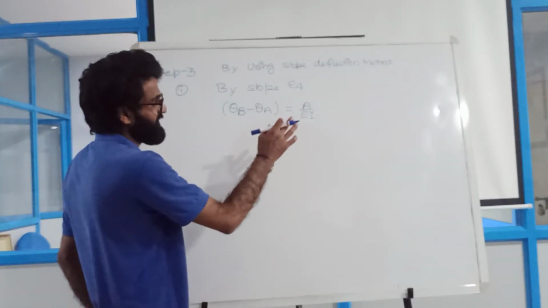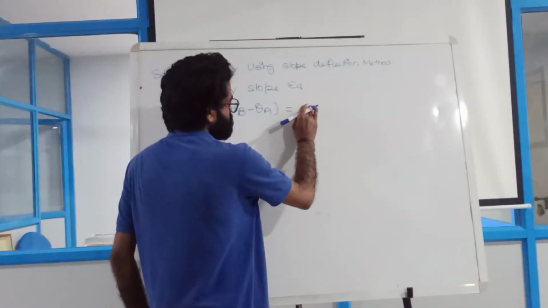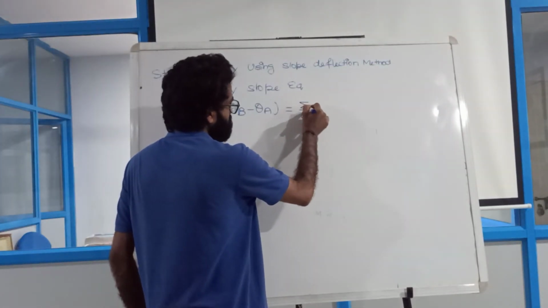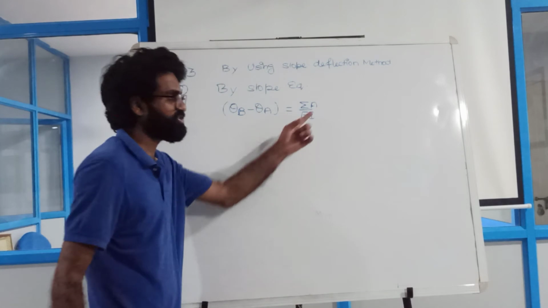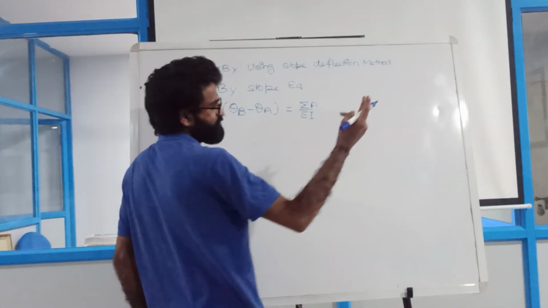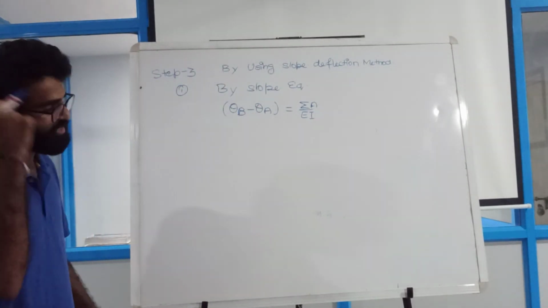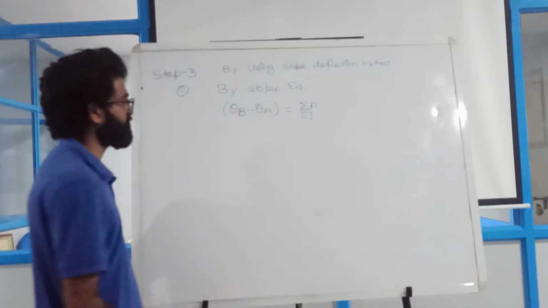So here the particular thing is that area is coming for two diagrams, one is for fixed, one is for free. So how many areas are there? A1 and A2. So directly I will put here summation of A. Why did I keep summation of A? Because here we have two diagrams, one for fixed, one for free. So that's why summation of A.